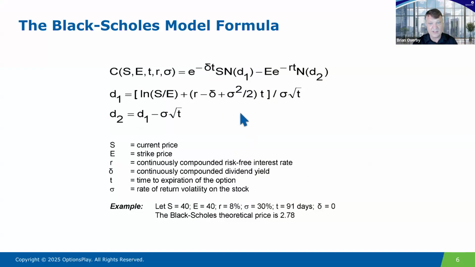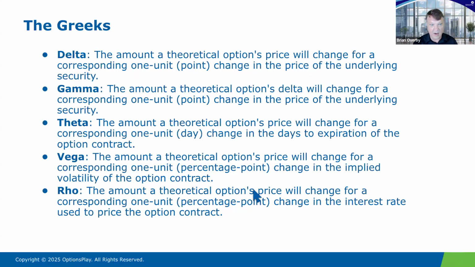The thing that I brought this up for is just to show you that part of the model, everything that's in this model that gets input to the model has its own Greek. You have the price of the underlying, you have the risk-free interest rate, if there are any dividends that are paid by the stock, you have time to expiration, and you have the rate of return of volatility. Volatility is the big thing that really affects the price of an option contract, independent of everything else, right? So every one of those variables has its own Greek.